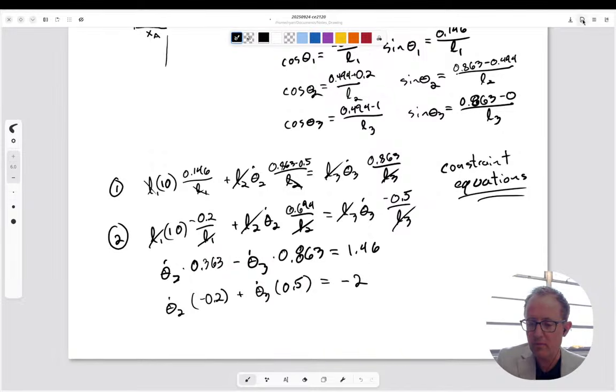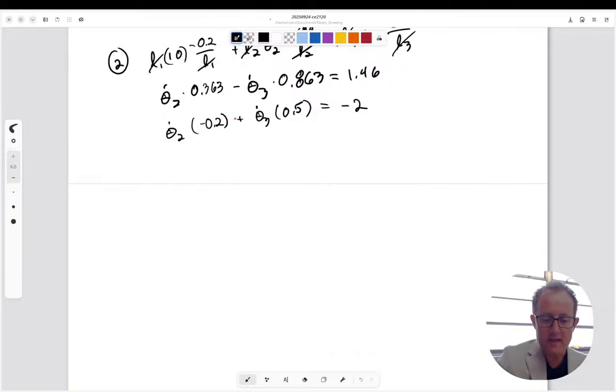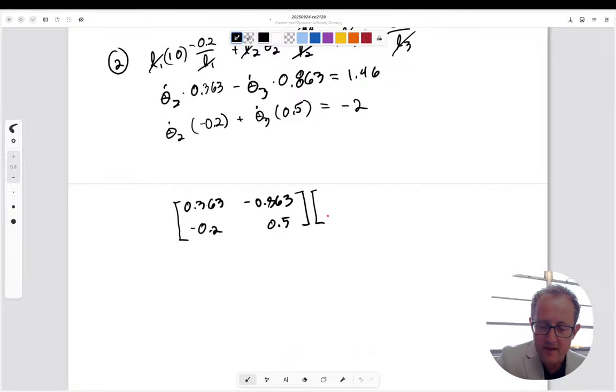And the reason I go through that effort is that now I can take the stuff that I know and put it into a matrix. And some people are like, matrix, you're trying to trick us. This isn't linear algebra, but linear algebra is so helpful. So stick with me. Negative 0.863, a negative 0.2, and a 0.5 times the stuff that I don't know, a theta 2 dot, a theta 3 dot, and all that's equal to 1.46 and 2.